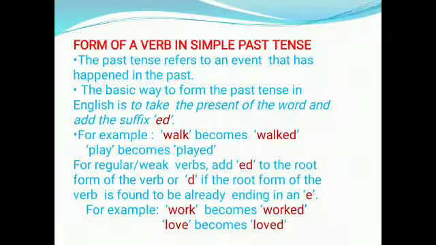Then form of a verb in simple past tense. The past tense refers to an event that has happened in the past. The basic way to form the past tense in English is to take the present of the word and add the suffix ed. For example, walk becomes walked, play becomes played. For regular or weak verbs, add ed to the root form of the verb or d if the root form of the verb already ends in an e. For example, walk becomes walked and love becomes loved.